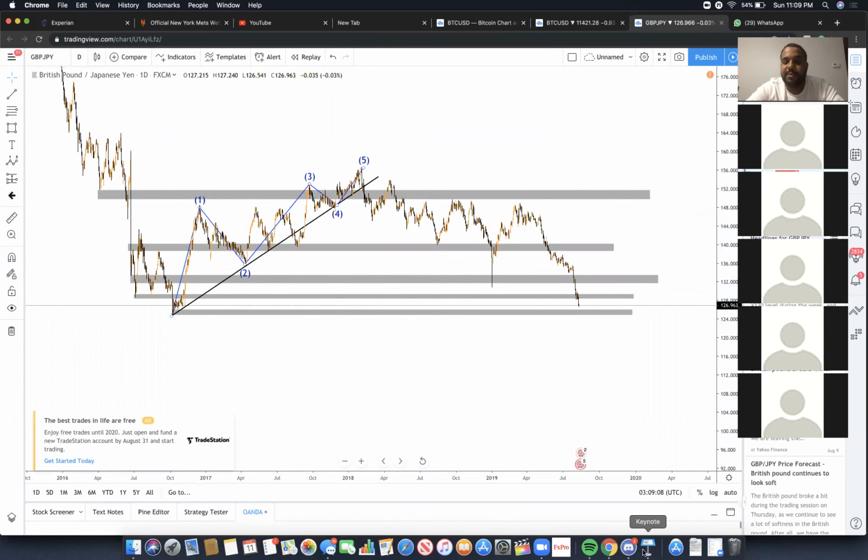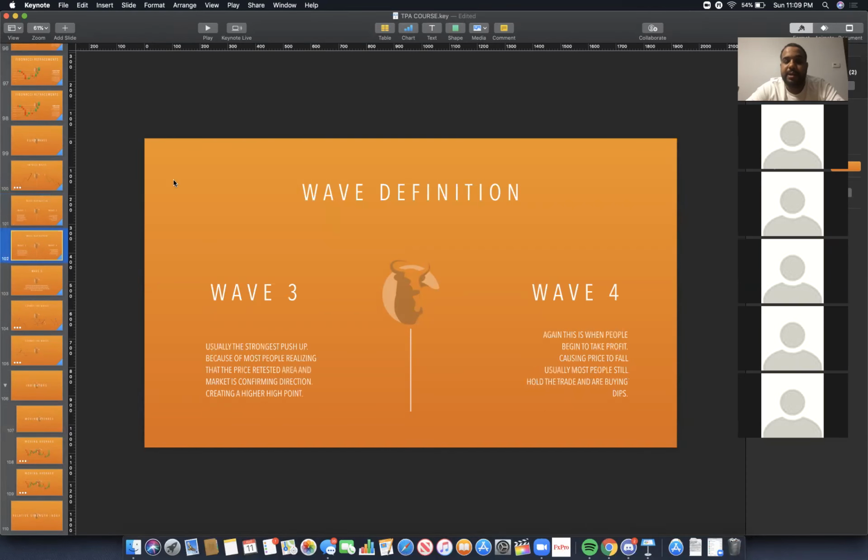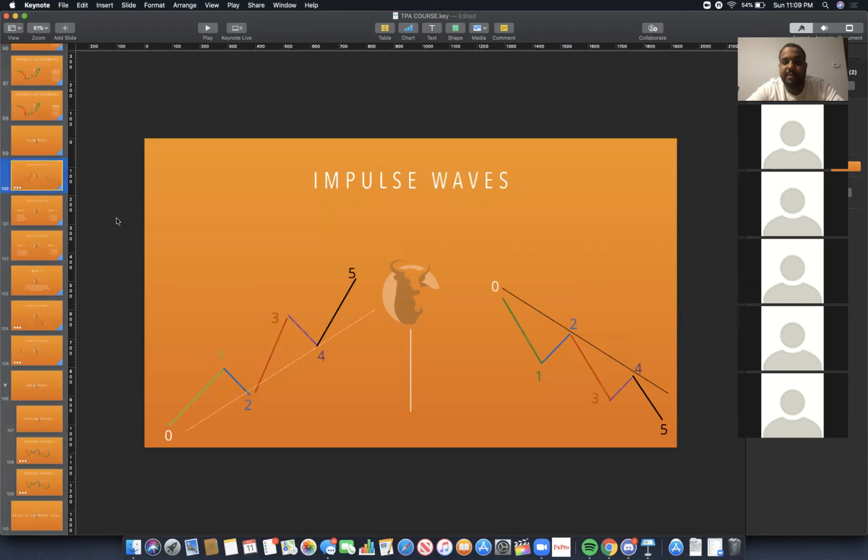So as we've discussed prior to that, in general, the first wave is the first move to the upside, right? First move to the upside. Wave number 2 is the retest of that breakout. Now, the third wave is the next move to the upside.